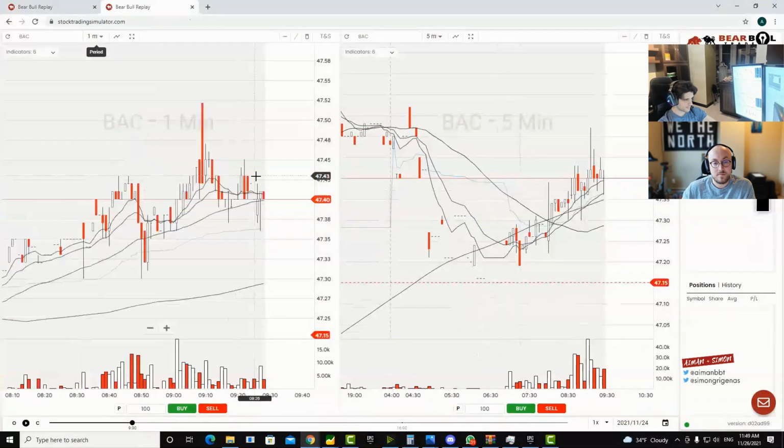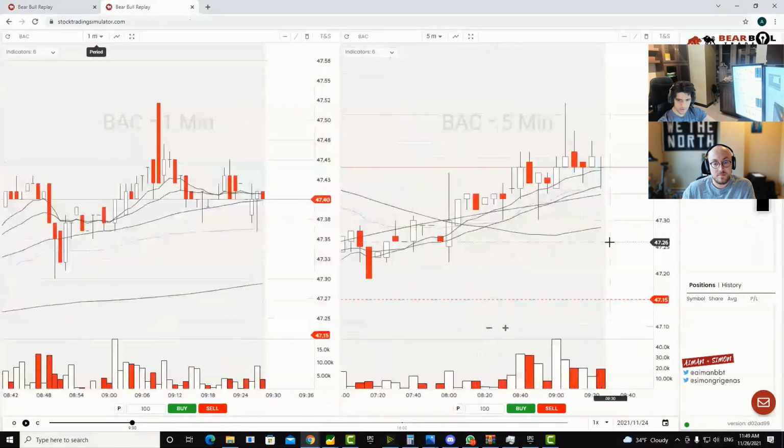And with the style that me and Simon are doing, we will be trying to get into this position as close as possible to the level of the support. Why is that?